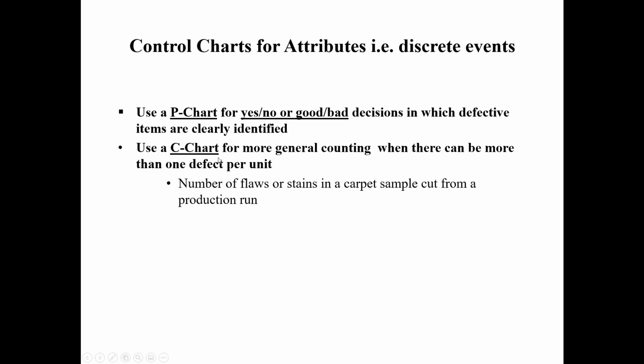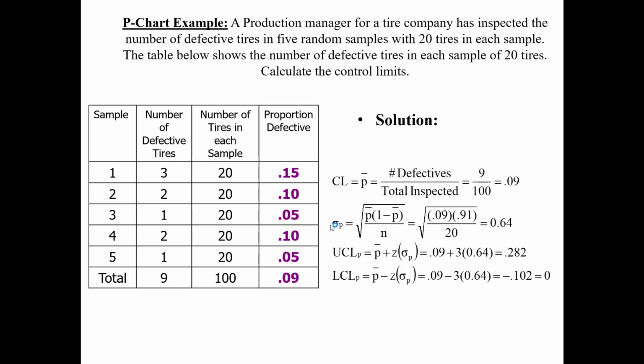We will use a C chart for more general counting, when there can be more than one defect per unit. For example, the number of flaws or stains in a carpet sample cut from a production run, the number of complaints per customer at a hotel, at a hospital, or at a university, and so on.